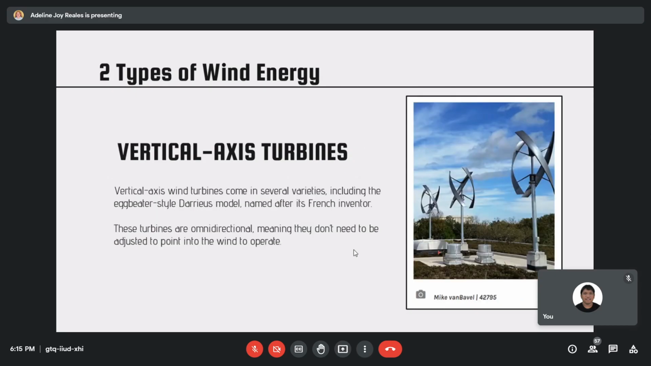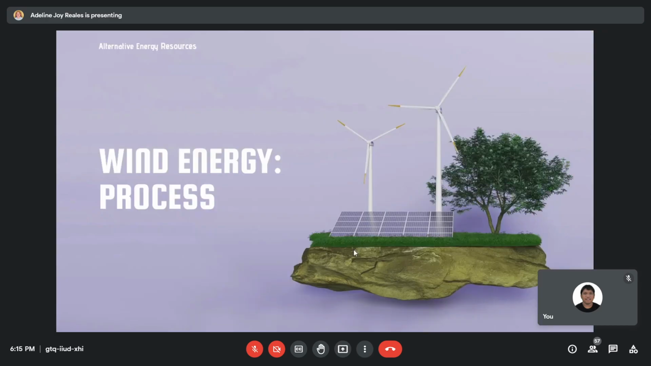Next is the vertical axis turbines, which come in several varieties including the egg beater style Darrieus model named after its French inventor Georges Darrieus. These turbines are omnidirectional, meaning they don't need to be adjusted to point into the wind to operate. Next, wind energy process.